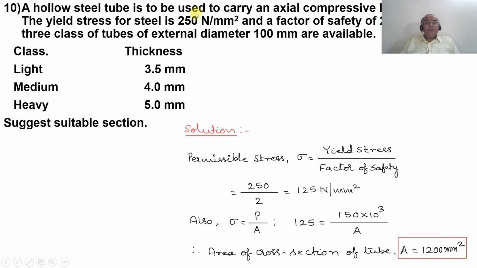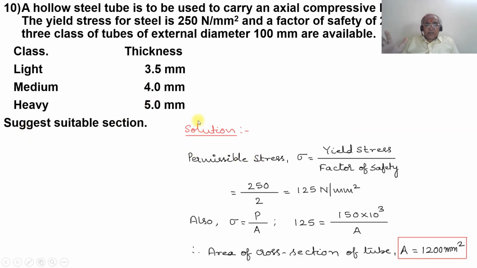A hollow steel tube is to be used to carry an axial compressive load of 150 kilonewton. The yield stress for steel is 250 Newton per mm square and a factor of safety of 2. The following three classes of tubes of external diameter 100 mm are available. So what is the class and thickness? Light will be equal to 3.5 mm, medium will be 4.0 mm thickness, and heavy duty will be equal to 5.0 mm. Suggest the suitable section. So what has he given?